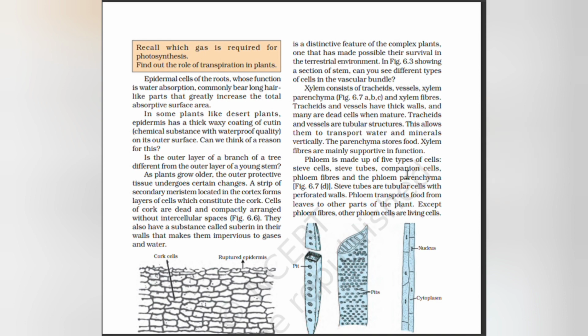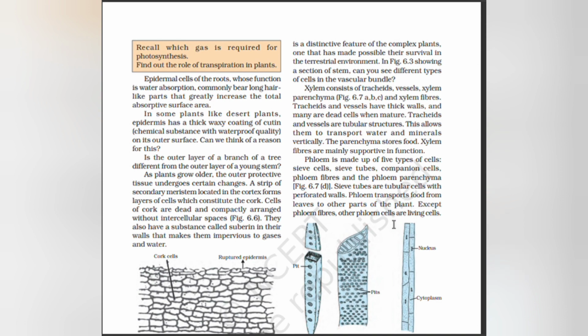Phloem is made up of four types of cells: sieve tubes, companion cells, phloem fibers, and phloem parenchyma. Sieve tubes are tubular cells with perforated walls. Phloem transports food from leaves to other parts of the plant.